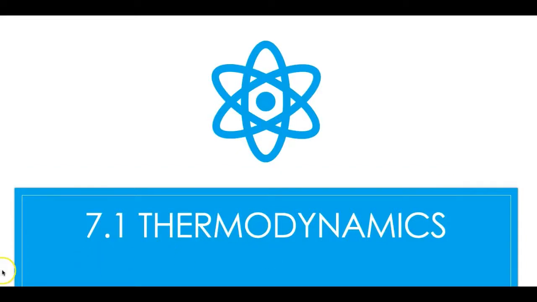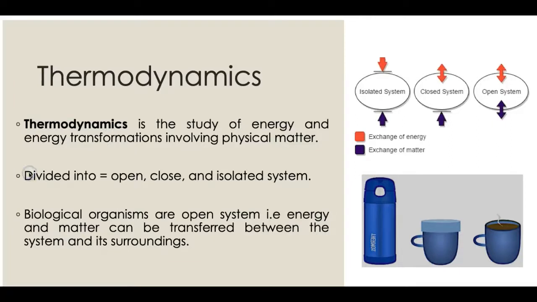Okay, so we've gone through a little bit about energy. So let's dig into our first course outline, which is thermodynamics. Thermodynamics is the study of energy and energy transformation involving physical matter. It is divided into three types of system: the open, closed, and isolated system.